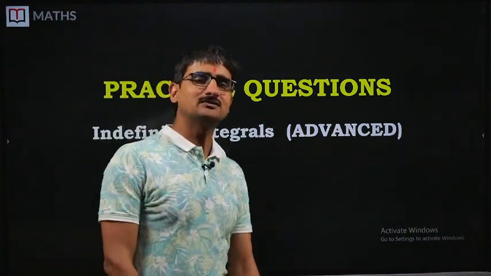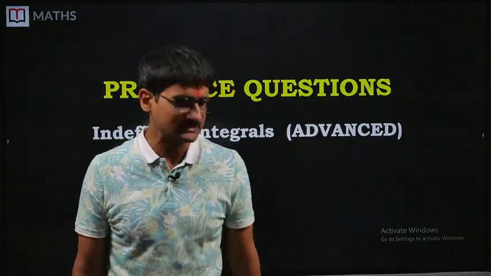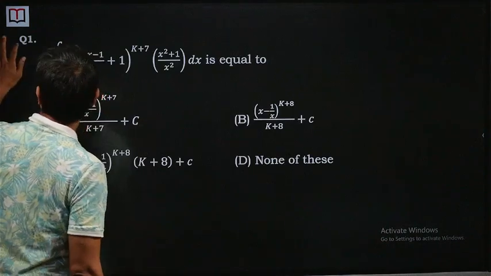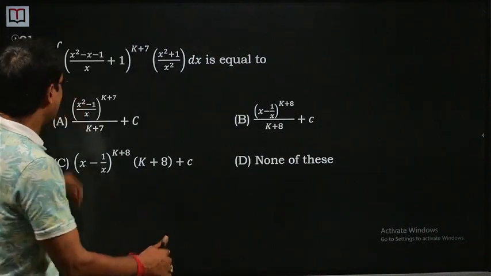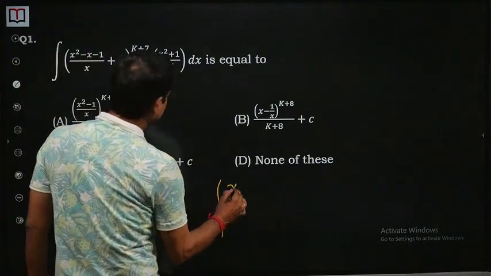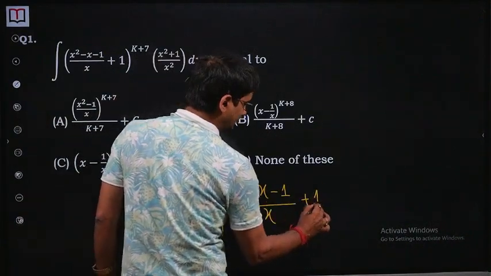So today we are going to discuss the practice questions, the questions which I gave you at the advanced level. So let's start. The first question in the list is this one. Just a minute. Yeah, the question is (x squared minus x minus 1) upon (x plus 1).